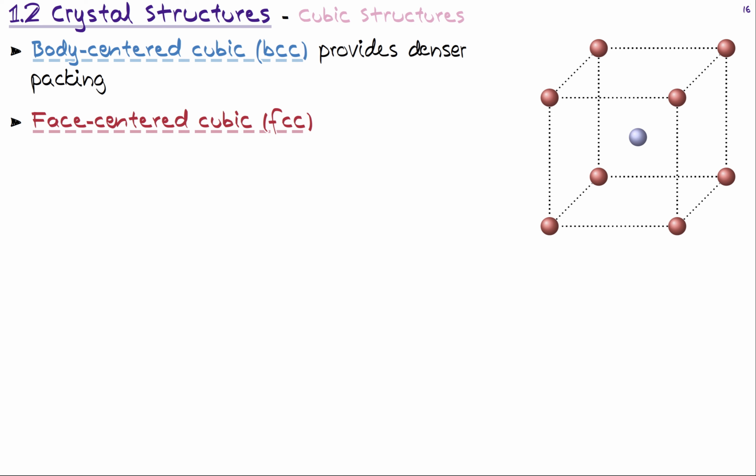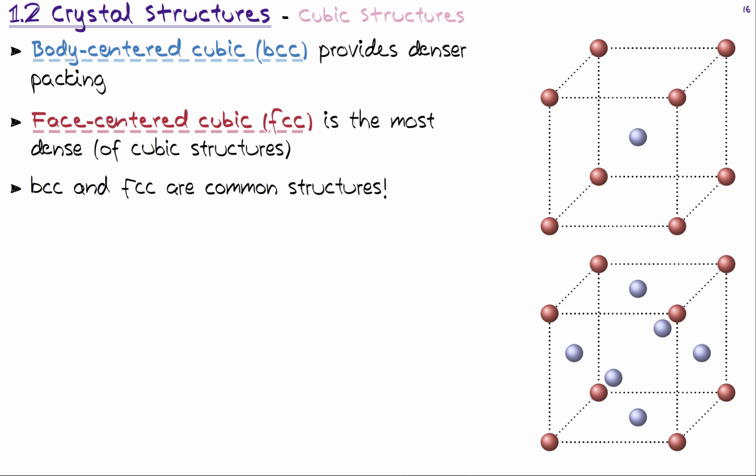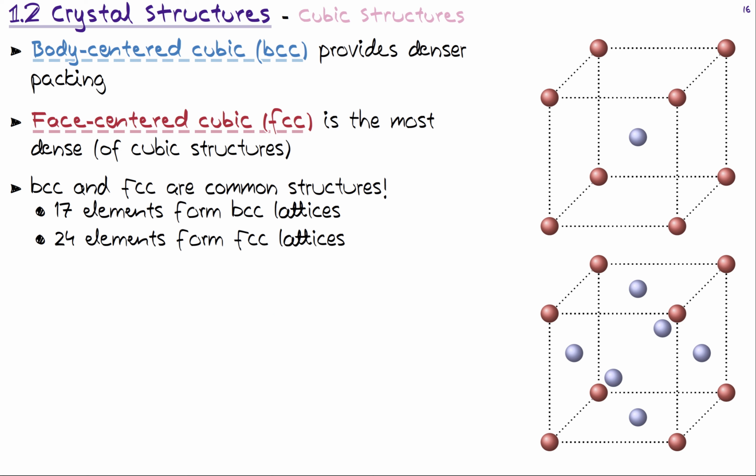And then the second most simple case is the face-centered cubic. This is the densest of the cubic structures, and that's why quite a few of the elements on the periodic table form in this FCC configuration. So BCC and FCC are quite common structures. For example, 17 of the elements on the periodic table form BCC lattices when they're forming elemental solids, and 24 of the elements form FCC lattices, so they are actually quite common.